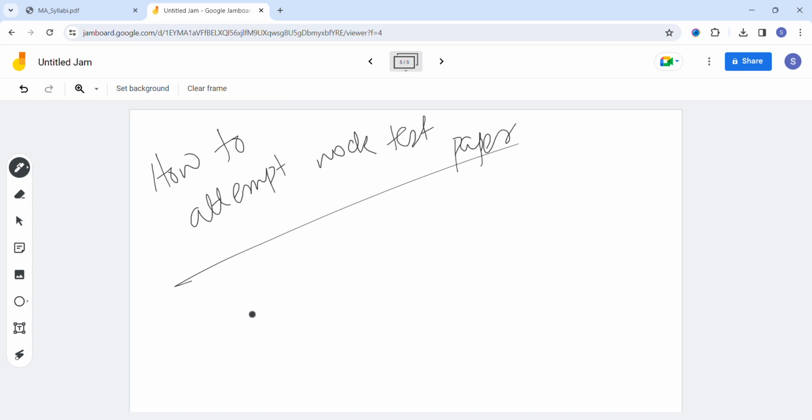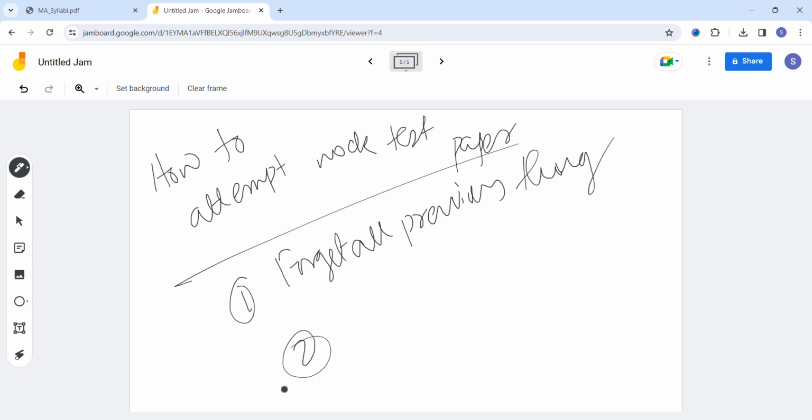Number one is that forget all the previous things. Second is that you should attempt the paper and analyze. During attempting the paper, you should analyze what is your performance. Because there are some problems, if you answer it, you definitely know that these answers are correct, right? So that's why you should think in that way, and you should do step by step.